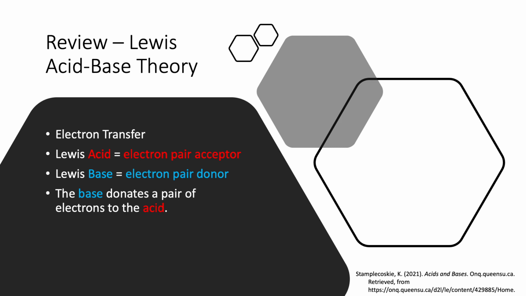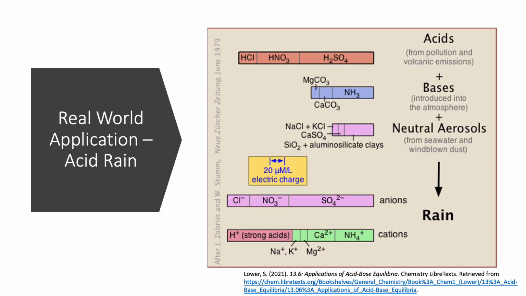Now I will go into a real-world application. So we have all heard of acid rain, and I'm sure you've learned before that it is an acid-base reaction. But I'm going to go into more detail about this reaction and how we have developed a way to neutralize the rain in areas that need it. This diagram gives a really well-detailed visual of how acid rain occurs. We can see how the acids and bases and neutral aerosols come together, and we can see the anions and cations.